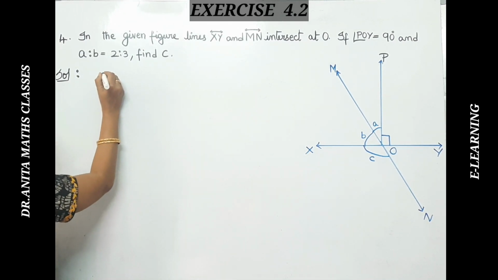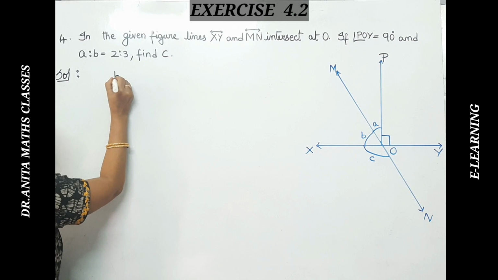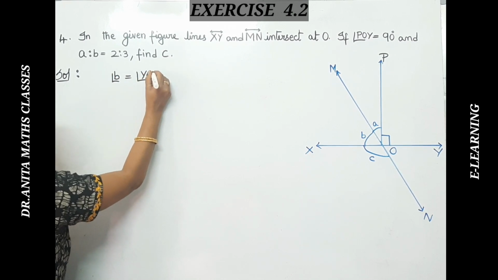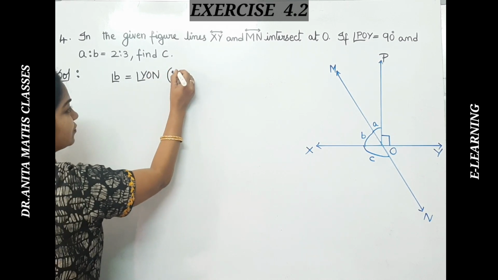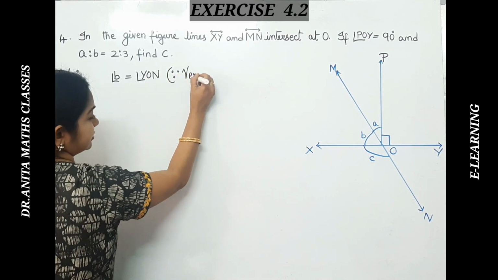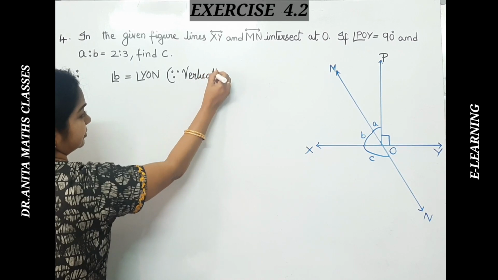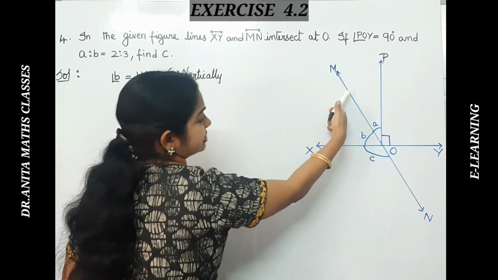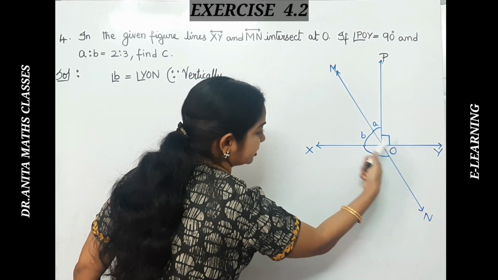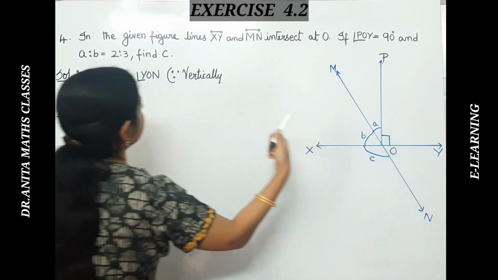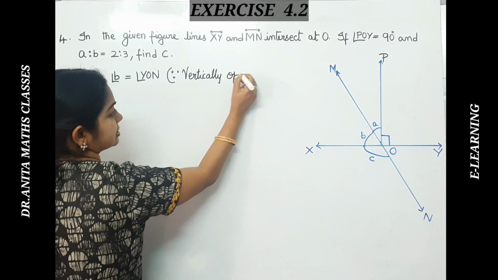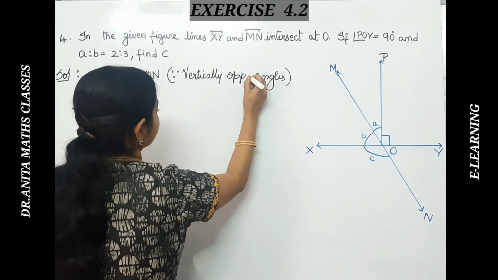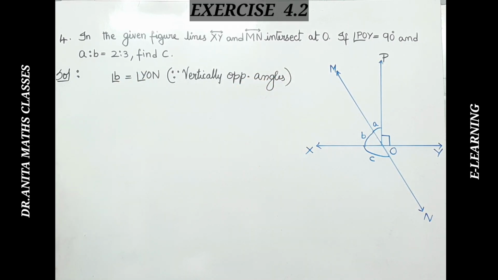So here we can write angle B equals angle YON, since vertically opposite angles. Why are they vertically opposite? Because these two lines are intersecting, so the angles formed on both sides are clearly vertically opposite angles. So vertically opposite angles are equal. So I have equated B with YON.